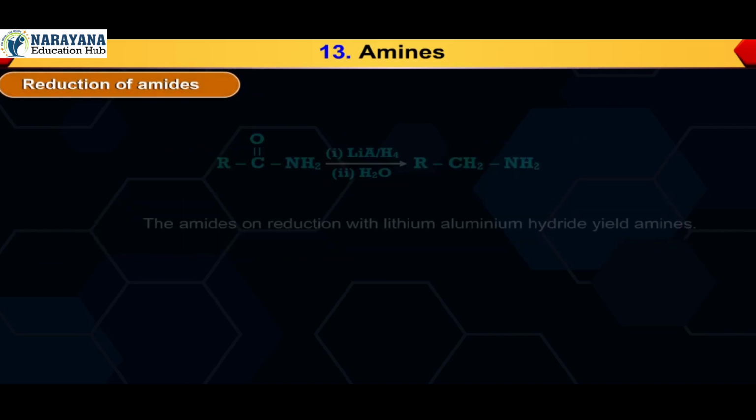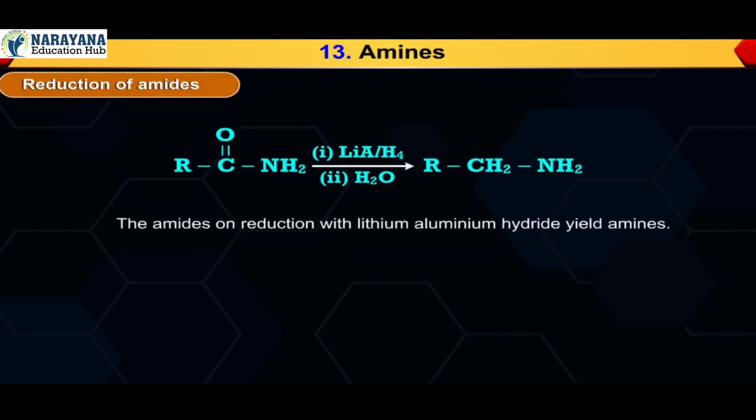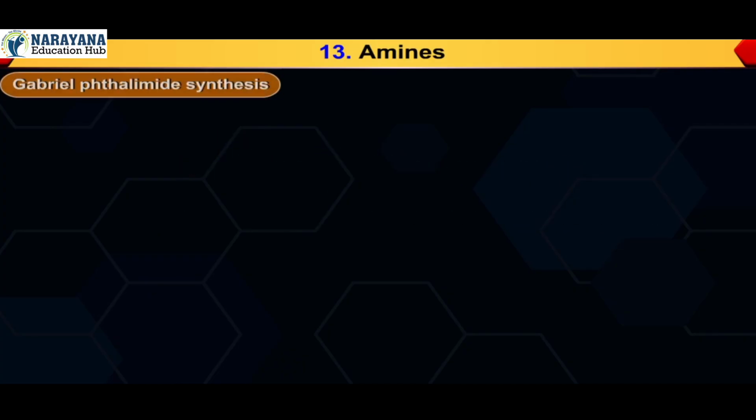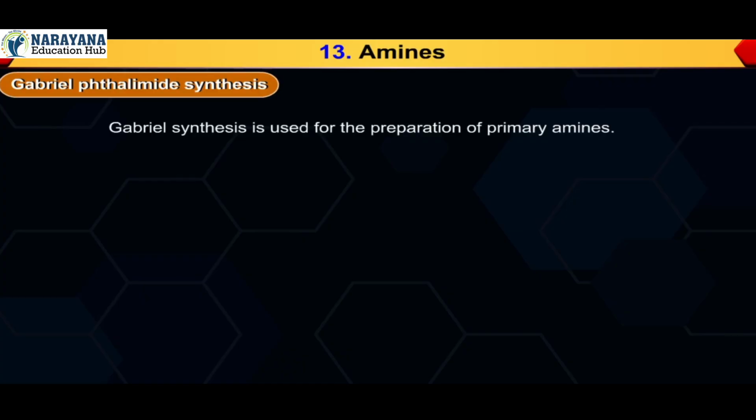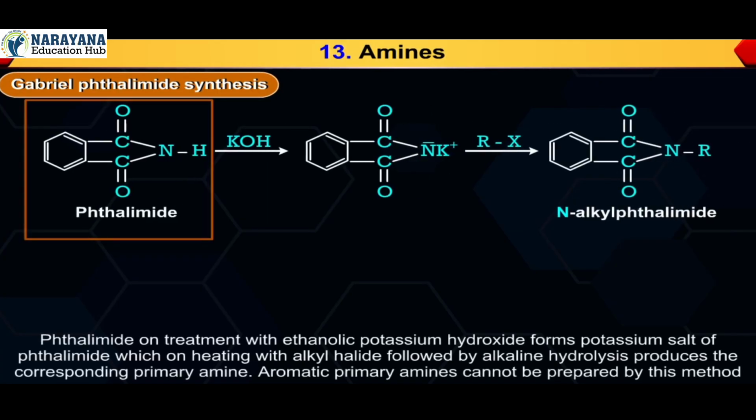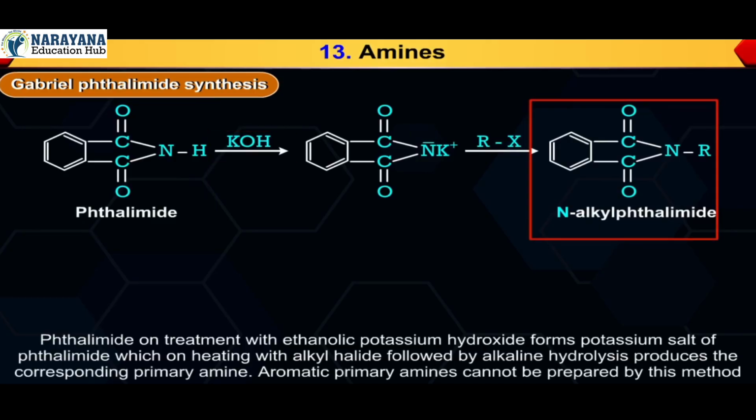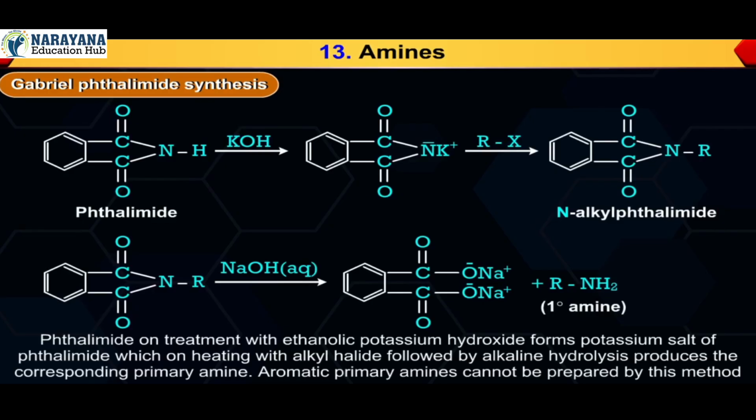Reduction of amides. The amides on reduction with lithium aluminium hydride yield amines. Gabriel phthalimide synthesis. Gabriel synthesis is used for the preparation of primary amines. Phthalimide on treatment with ethanolic potassium hydroxide forms the potassium salt of phthalimide, which on heating with alkyl halide followed by alkaline hydrolysis produces the corresponding primary amine.